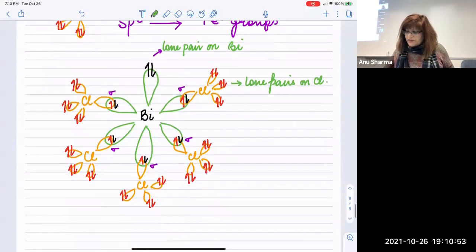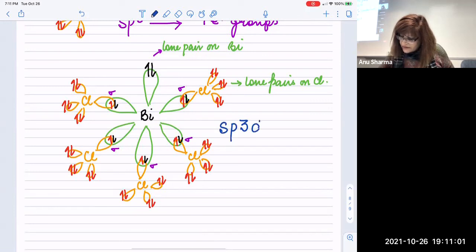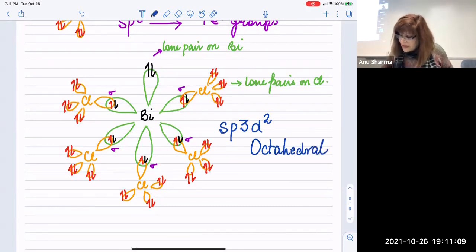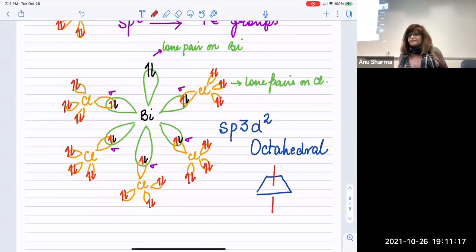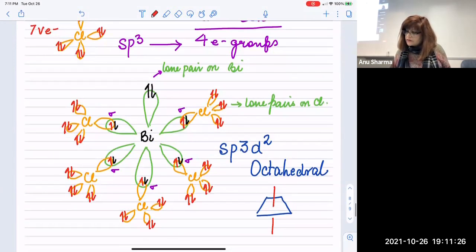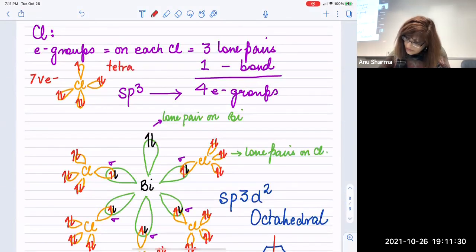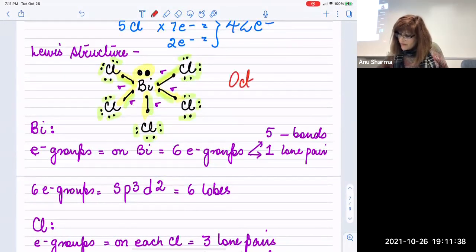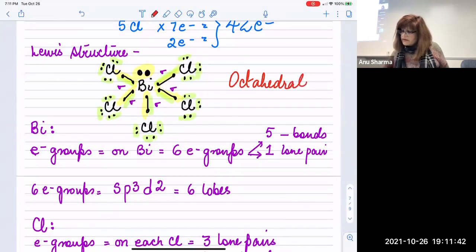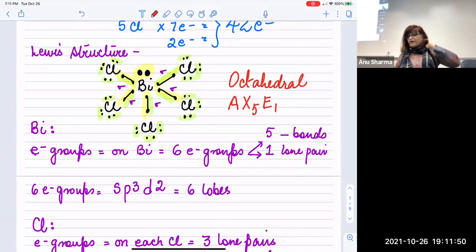Because it's sp3d2, the shape is octahedral. And this octahedral shape is like a piece of bread that is pierced, like that. All right, guys, clear? Any questions? So tetrahedral shape from the chlorine side. Each of the chlorines has tetrahedral shape, and the bismuth is the octahedral shape. Octahedral, okay? So it is AX5E1, one lone pair, five chlorines.